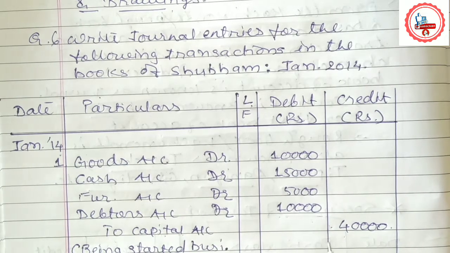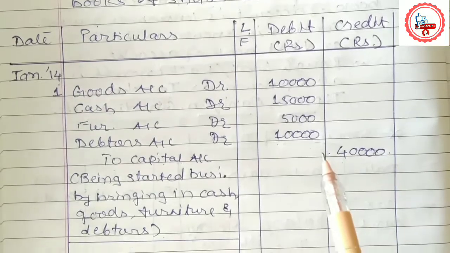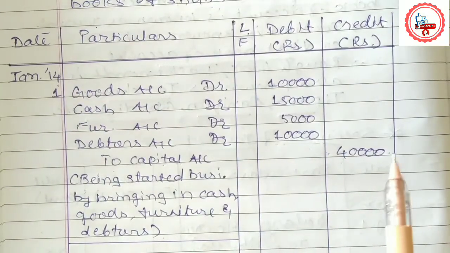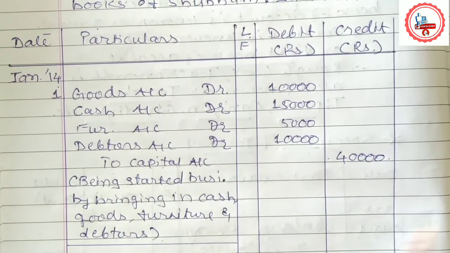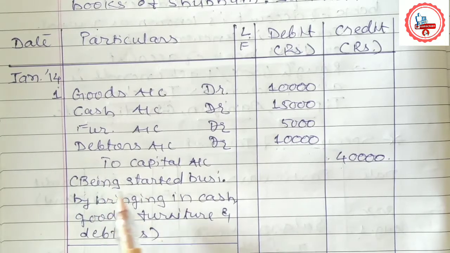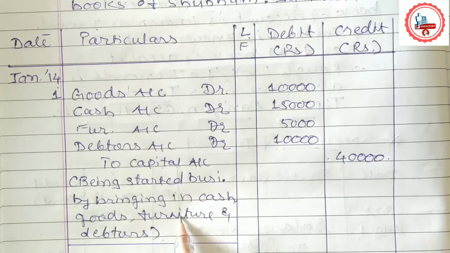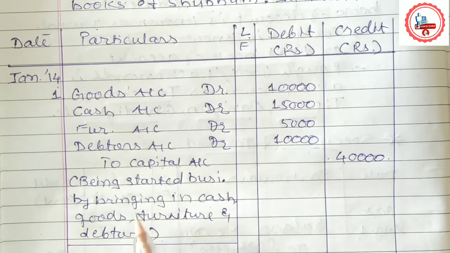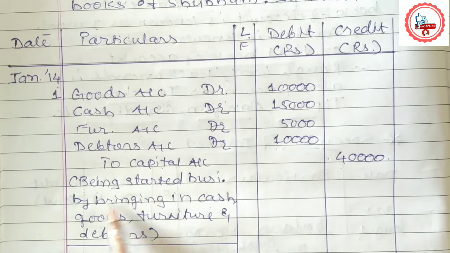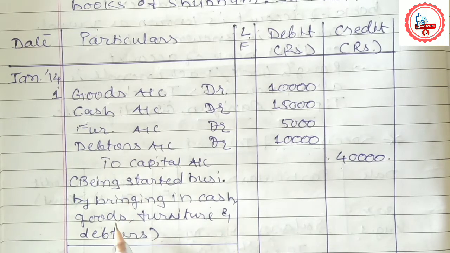What is the brief explanation of such a transaction? The same effect is going to be recorded as part of the narration. Being started business by bringing in cash, goods, furniture and debtors. You may write started business by bringing in cash, goods, furniture and debtors by Shubham. This information is called your narration.